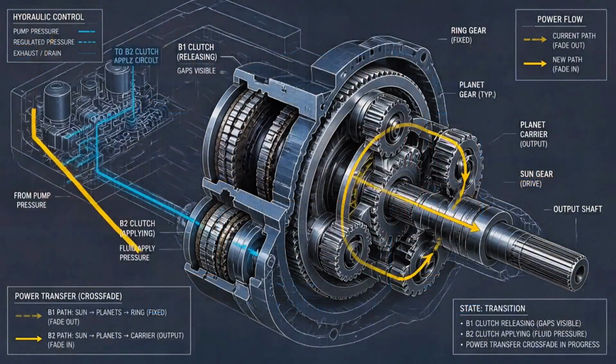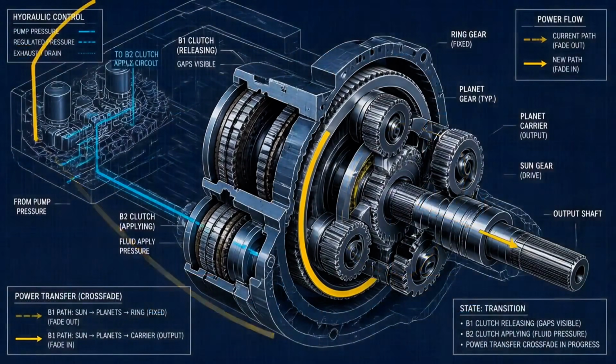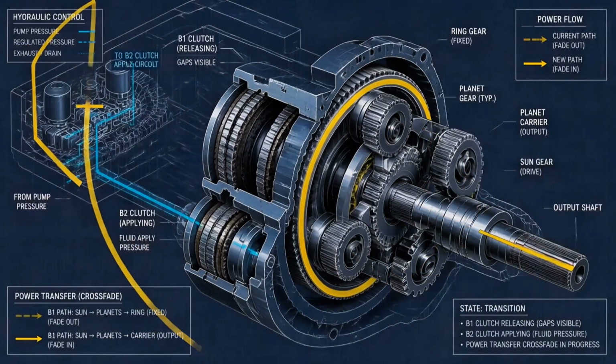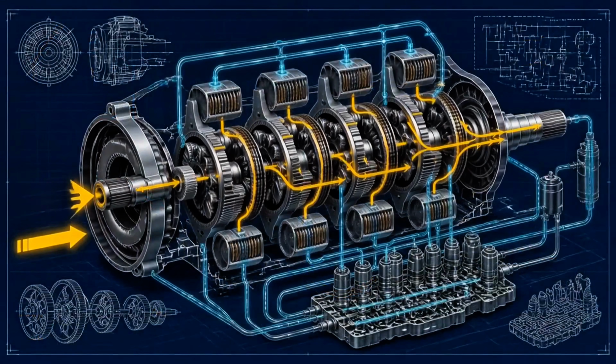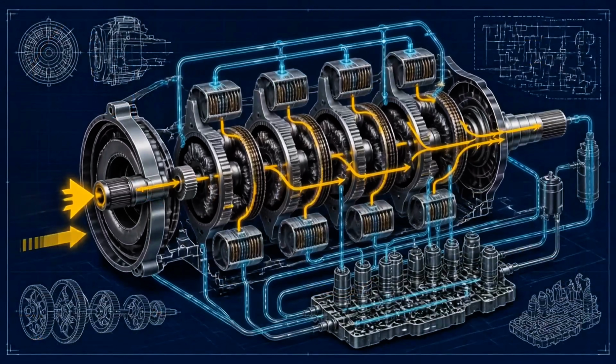The result is a controlled handoff. One power path fades away as another takes over, and the planetary system begins producing the next ratio. The driver feels only a small change in acceleration. As the car continues gaining speed, the process repeats through third, fourth, fifth, and every higher gear available.